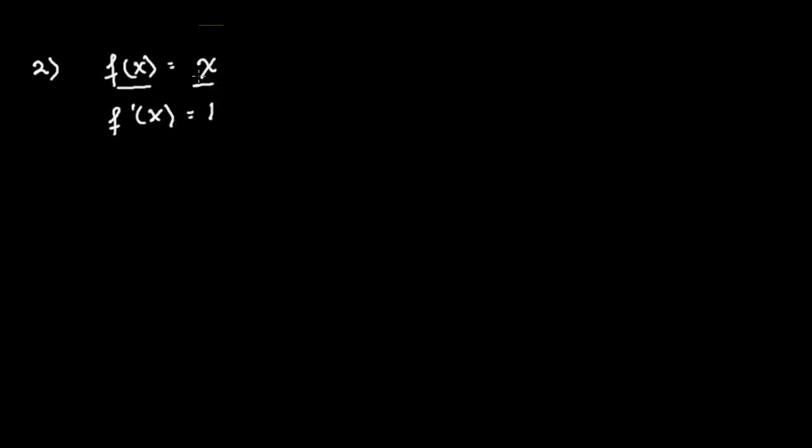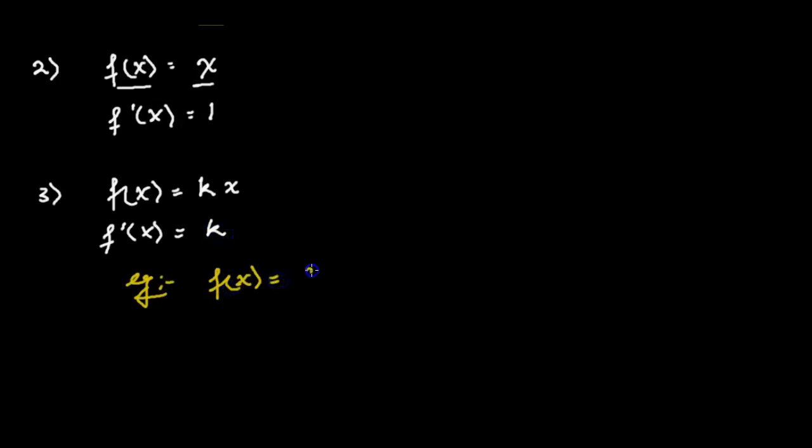If we now introduce any constant to this x, then we can have a third rule, that is when f(x) is equal to k times x, then the derivative of f(x) equal to kx will be equal to k. An example for this is, if f(x) is equal to 3x, the derivative function will be written as 3.